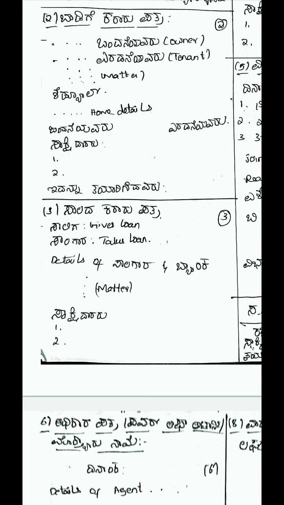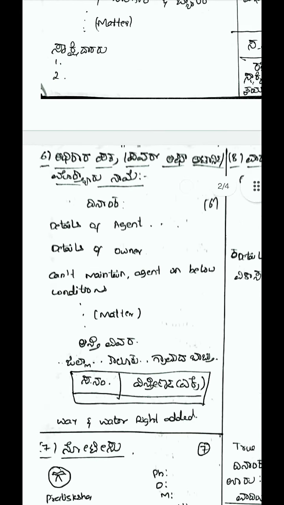The Salagara details may contain his name, his age, his father's name, occupation, etc., and the bank details. After that, the subject matter. The subject matter might include that the person is taking a loan at such interest and will return it within that period, etc. You can frame it on your own. And then we have the signatures of the witnesses, Sakshi Dararu. So this is the pattern, very simple.